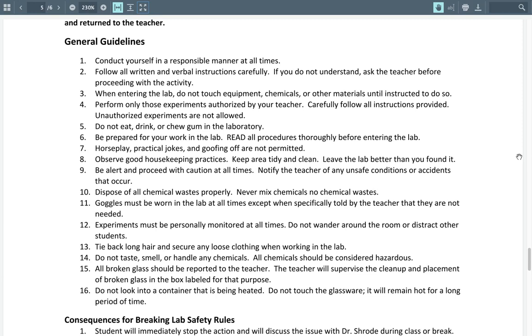And number 16, do not look into a container that is being heated. Do not touch the glassware. It will remain hot for a long period of time. So glass does not change color when it's heated, so you may not know that it's hot. So just don't touch it if you think it's hot.